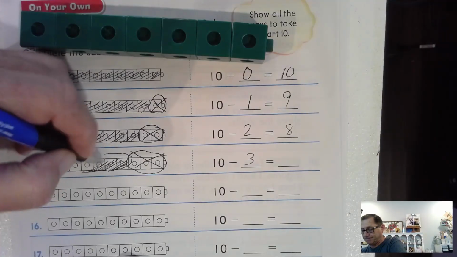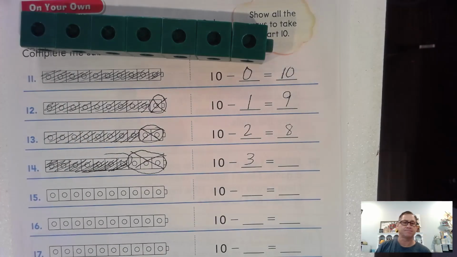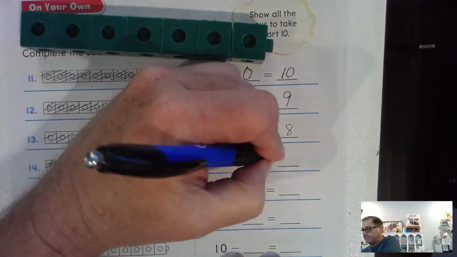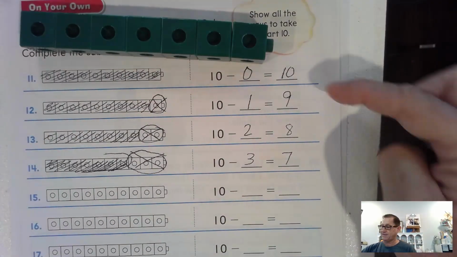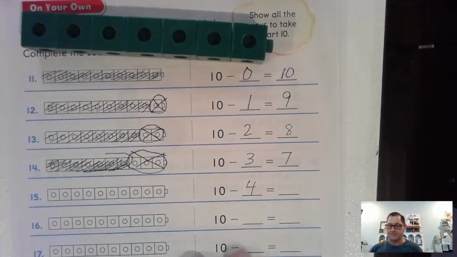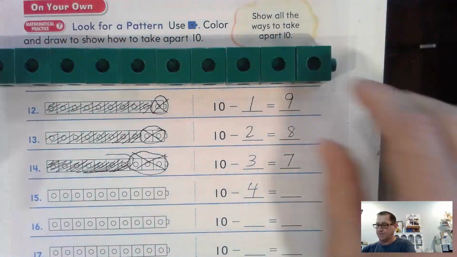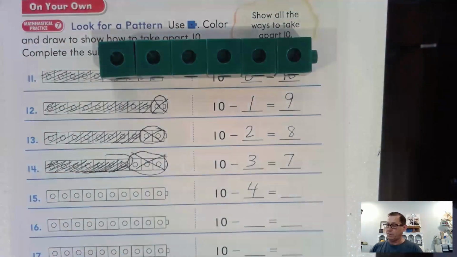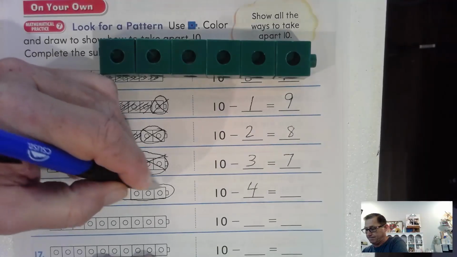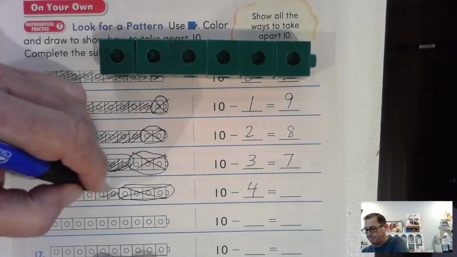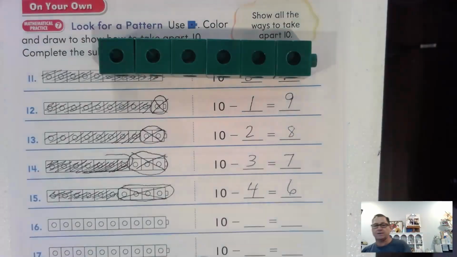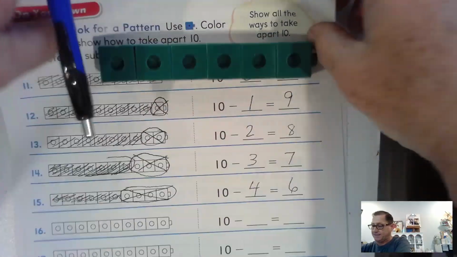Okay. 1, 2, 3, 4, 5, 6, 7. 10, 9, 8, 7, so on. Okay, this time let's take away 4. Okay, if we take away 4, we're left with 6. 2, 4, 6. So 10 minus 4 is 6.